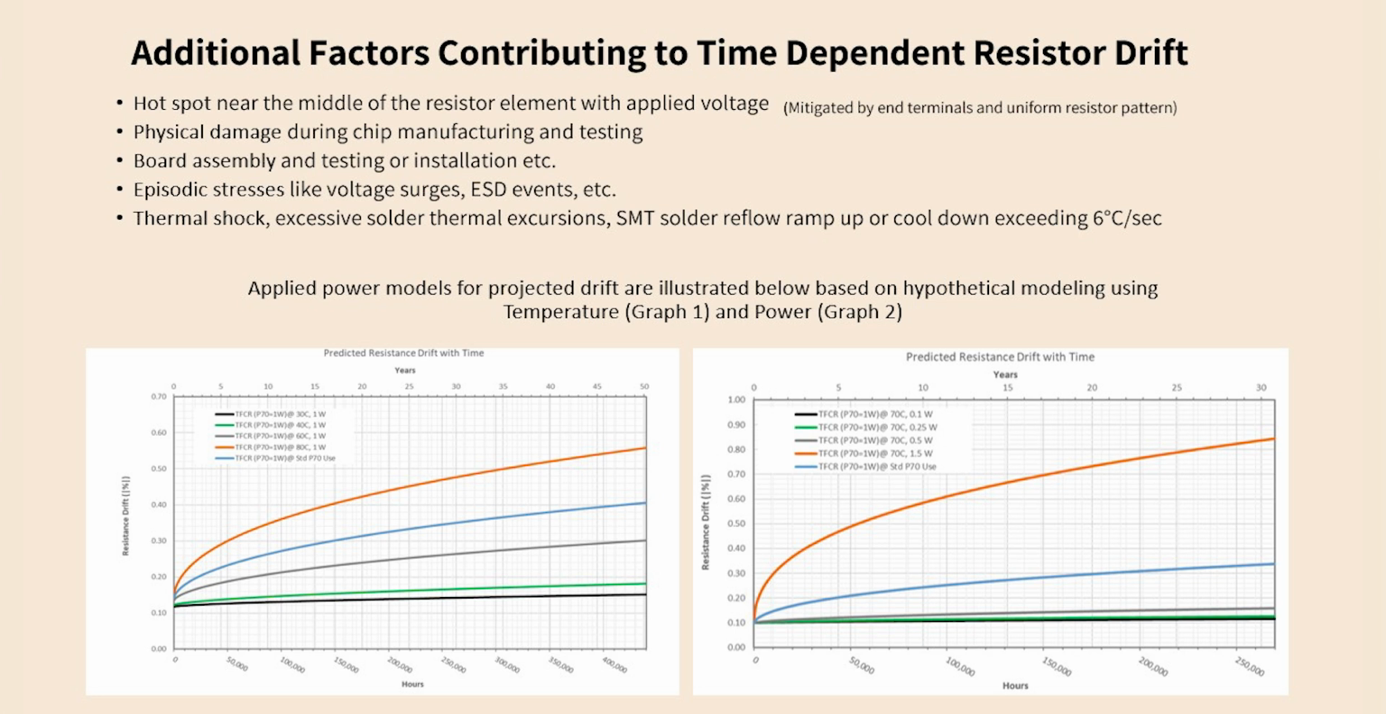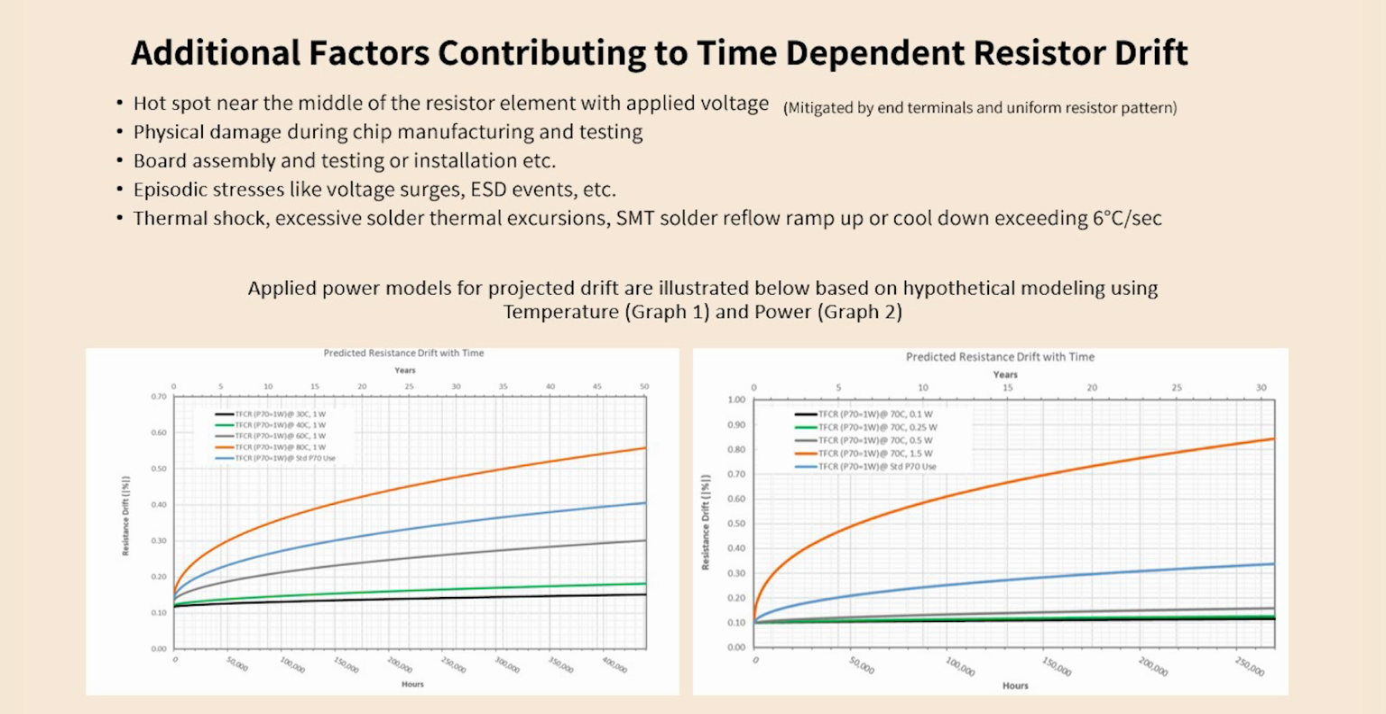Resistor drift over time is influenced by not only the temperature and power, but also by several additional factors that arise during manufacturing, assembly, and operational use. For example, hot spots near the middle of the resistor or near the tip of the laser cut are created by applied voltage and can accelerate drift. However, careful design of uniform resistor patterns and terminals helps mitigate this.